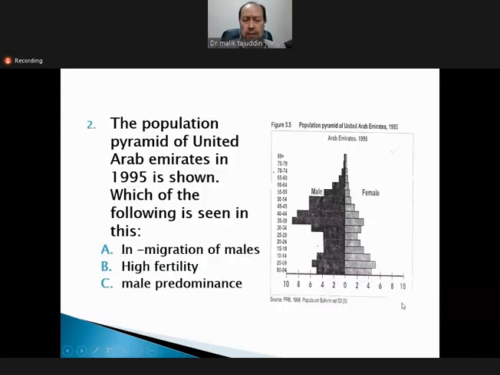This was the population pyramid of a country where in-migration is high, like the United Arab Emirates. You can see more males, especially in the job or earning age group. So this is in-migration of males, and the population pyramid of the United Arab Emirates in 1995 is shown. Which of the following is seen in this: in-migration, high fertility, or male predominance? Naturally, this indicates A, in-migration of males, not high fertility or abortion of females there.